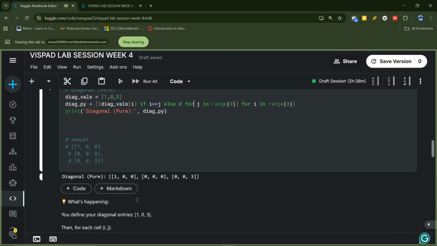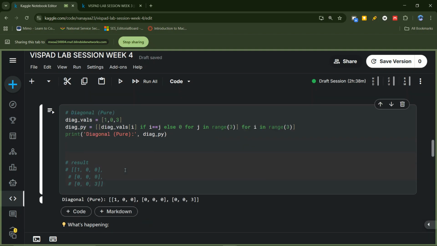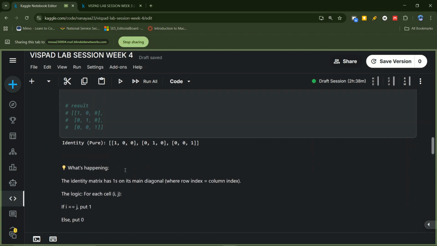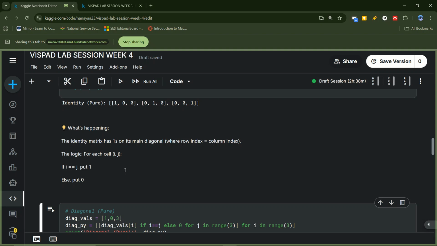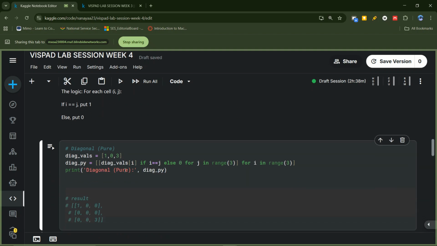Makes sense, right? Easy. So this should be your result, okay? Where all other parts are 0, but the diagonals are different numbers. So we can say the identity matrix and the diagonal matrix are kind of similar. The only difference is identity is strictly 1 at the diagonals.